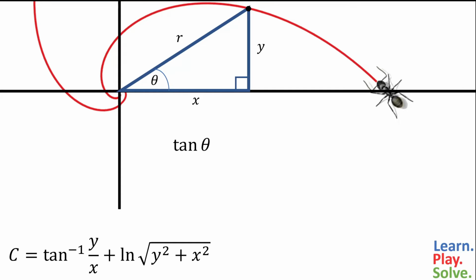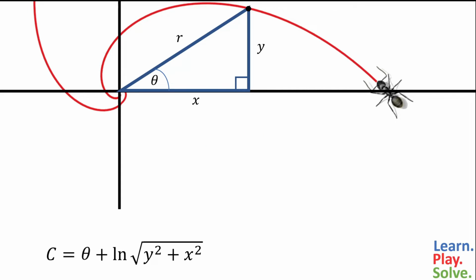The tangent of theta is the opposite side over the adjacent side, or y over x. Therefore, the arctangent of y over x is theta. Let's go ahead and plug that into the equation. Now, using the Pythagorean theorem, we can see that x squared plus y squared equals r squared, which means r is the square root of x squared plus y squared. Plug that in, and we get a much simpler equation in polar form.